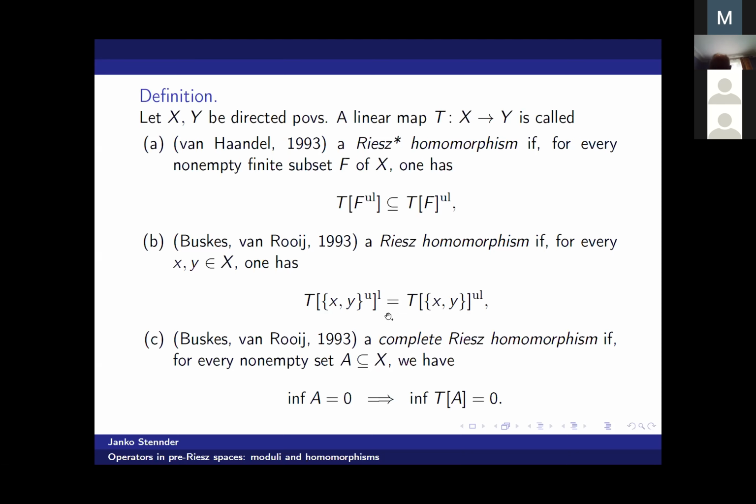I'm sorry. And the third generalization, which is a generalization of complete Riesz homomorphisms, can be defined in exactly the same way. If I have a non-empty set which has infimum 0, then the infimum of the image of the set is also 0.